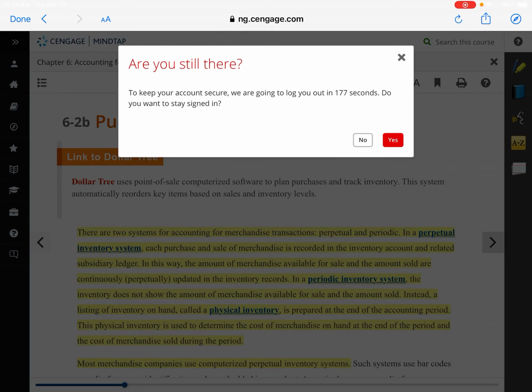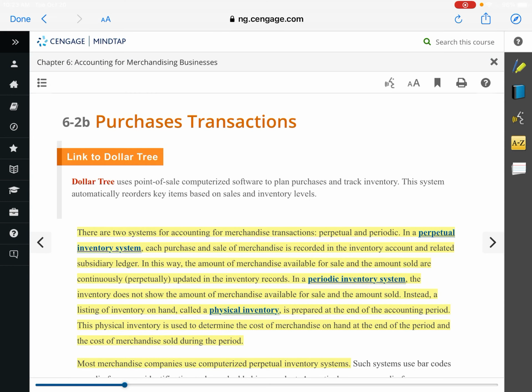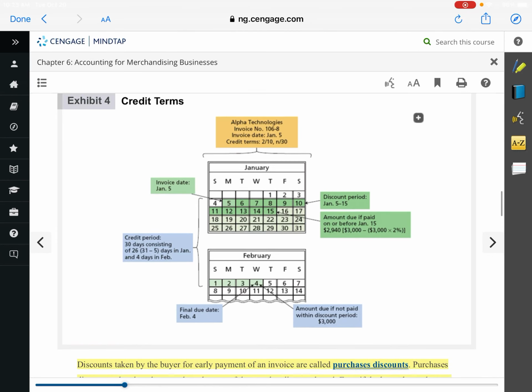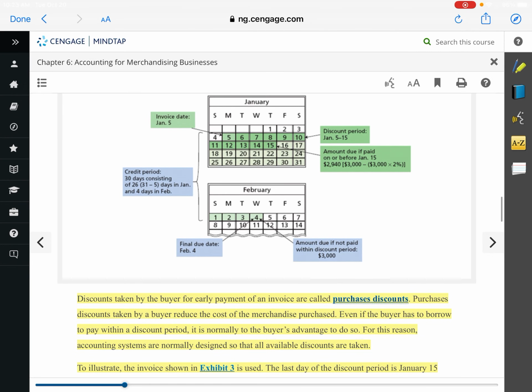Now, if the invoice is paid within that discount period, it'd be the $2,940. If the customer decides not to use the discount, then they would owe the full amount, which would include that $60 of the discount that they forego. So whenever they paid that invoice off, they would have to add an additional $60 for the discount that they chose not to use.